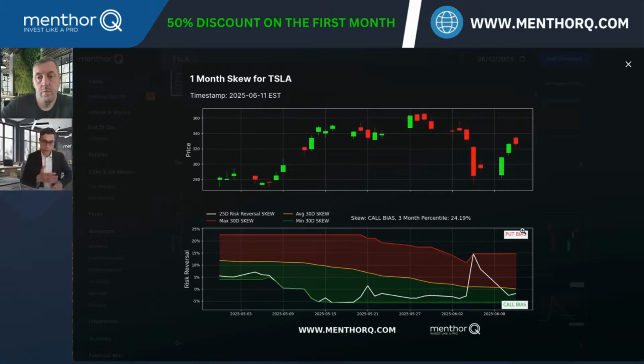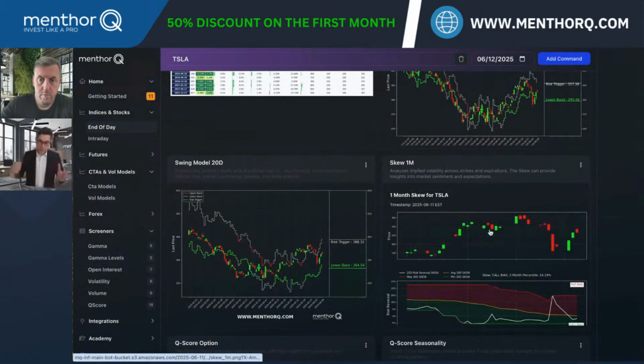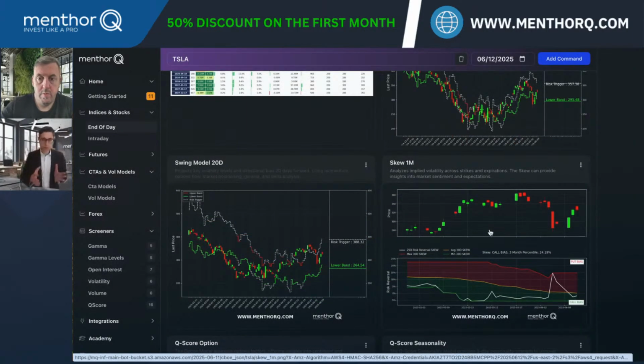What does this tell you? That we have a shift. If you're not sure, you can play this non-directional. But if you're sure, you have a great trade here. How much was Tesla up? I think probably 14%. Imagine you would have played that even with just bull put spreads.